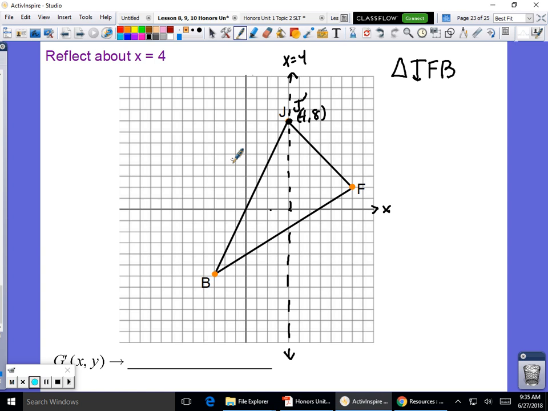Okay. But if I take this point, 10, 2, and I reflect it over this line, it's 6 ahead. Now it's going to be 6 behind. 1, 2, 3, 4, 5, 6 on the other side. So this is our F prime. And the coordinates are negative 2, 2. Okay.